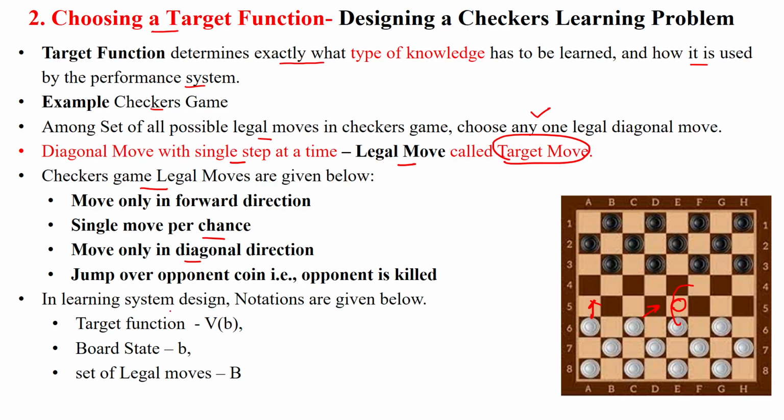In the learning system design, we will use some notations to choose the target function. Here the target function is denoted with V of b, where b means board state, and the capital B means the set of legal moves. Each move is called b: b1, b2, b3, etc. So B has a set of legal moves.